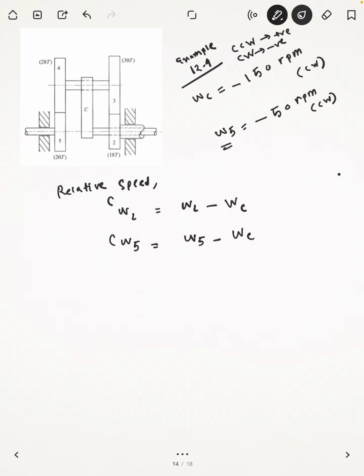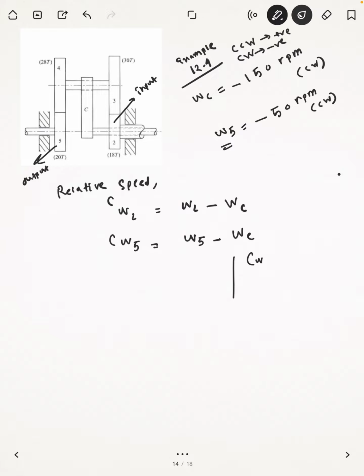Okay, c omega 5 omega c. Now what can you do? You know, this is our input gear. The gear number 2 is input, and our output gear is the gear number 5. So if I want to write in terms of the velocity ratio, how can I write? Okay, I can write the velocity ratio.